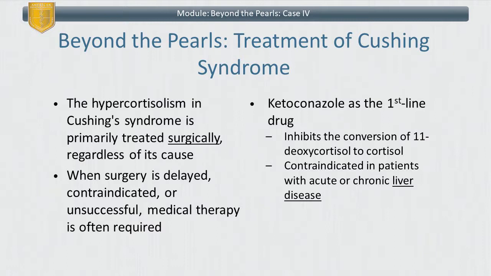What would be one of the first-line drugs for Cushing's syndrome? Ketoconazole, the antifungal. And how does it work? Well, it actually inhibits the conversion of 11-deoxycorticosterone into cortisol. But remember, like many of the azoles, you have to be careful in patients who have liver failure or liver irritation. And last but not least, it's time to go beyond the pearls.